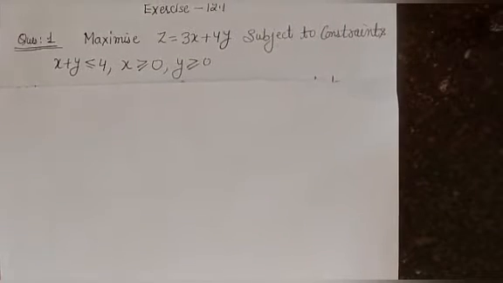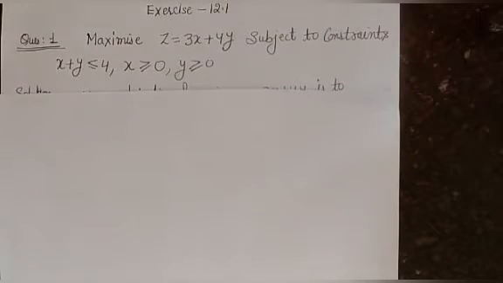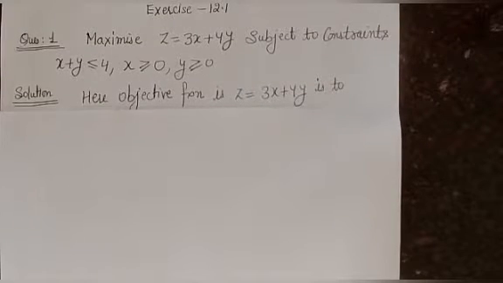Today we are going to start with your exercise 12.1. Question number 1 says maximize z is equal to 3x plus 4y subject to constraints x plus y less than equal to 4, x greater than equal to 0 and y greater than equal to 0. Let us start with the solution.